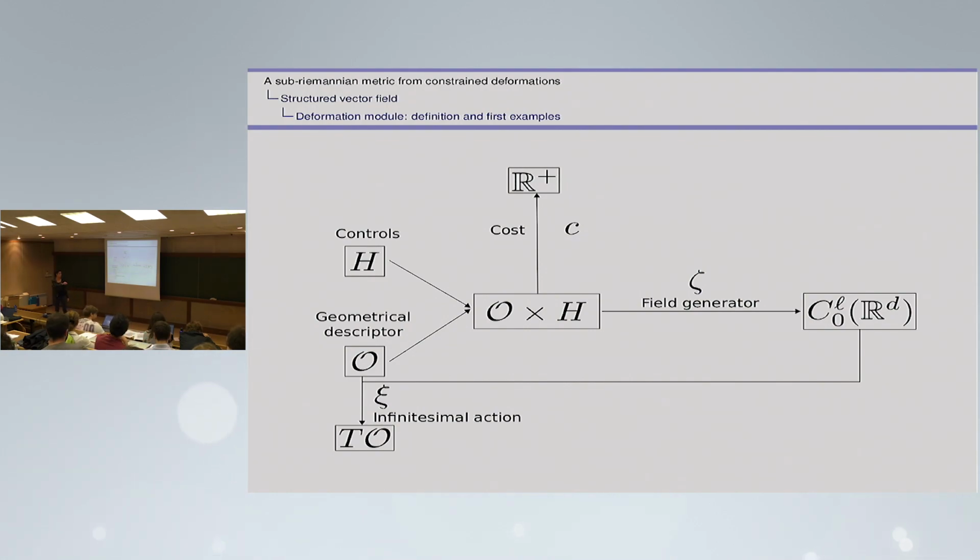Now you have to define the infinitesimal action. An easy way for a vector field to act on a set of 2 points is just to apply the vector field to the 2 points. It seems reasonable. And you can take for the cost, for instance, the square norm of the generated vector field. This is one way to build a deformation module that generates sums of 2 local translations.